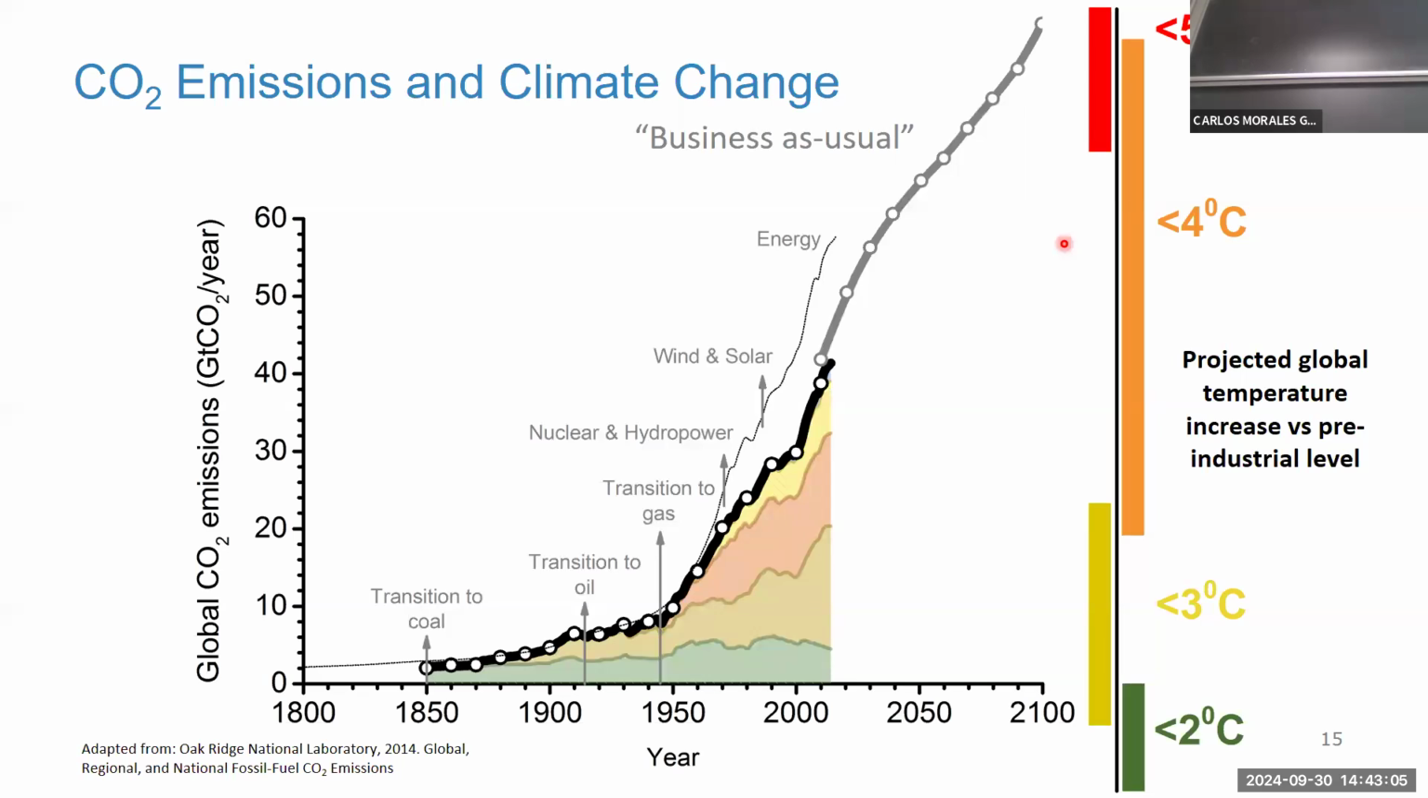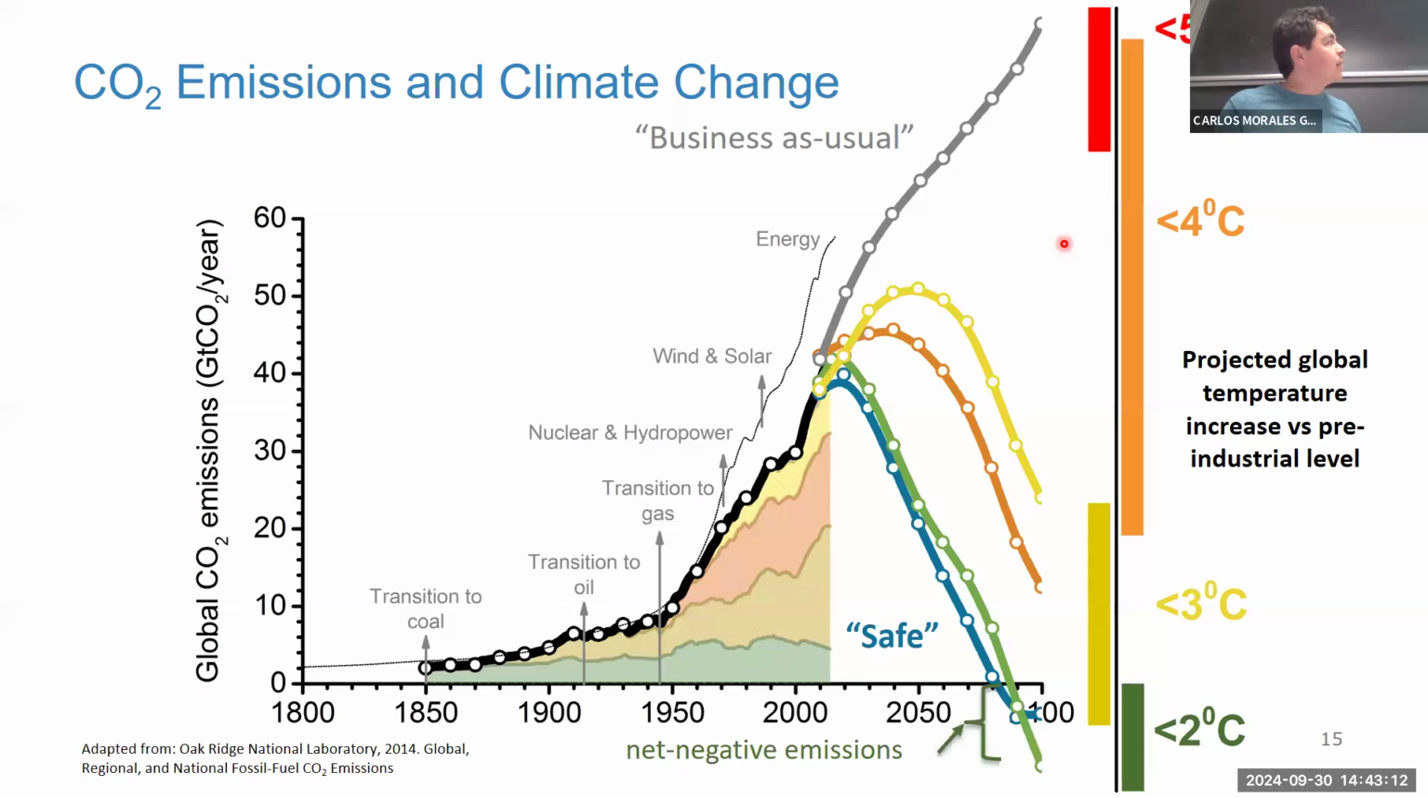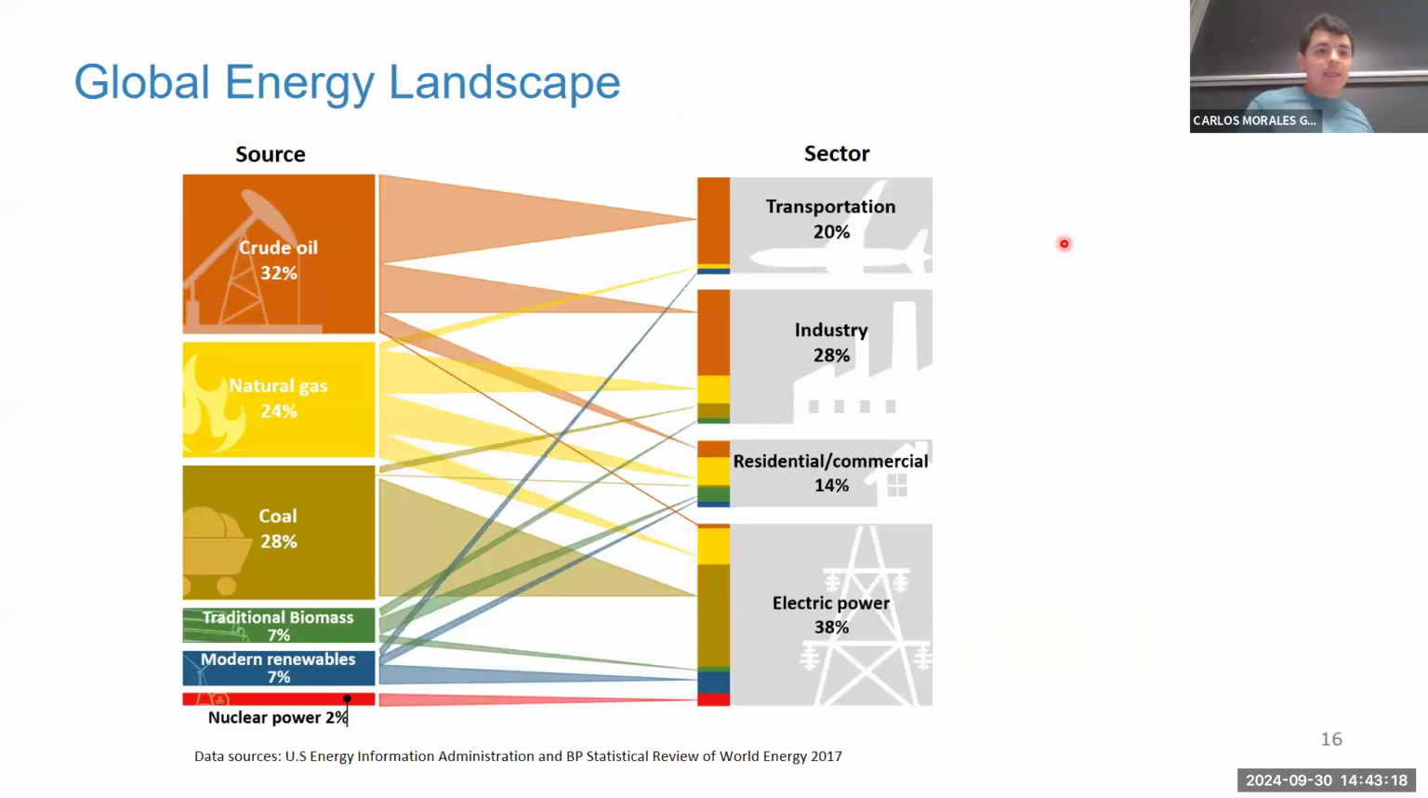It has a greenhouse capacity, right? So if you don't reduce the amount of CO2 that you generate, you could end up in different of these type of scenarios. All right. So I always like to look at the global energy landscape. I would like to see where are the sources of energy and where it is that we use them.